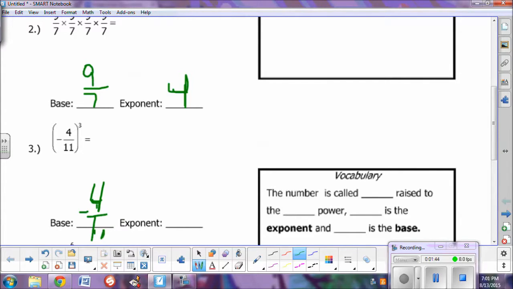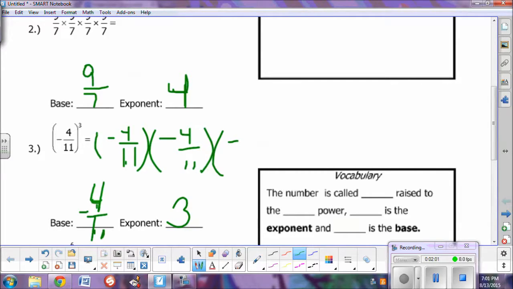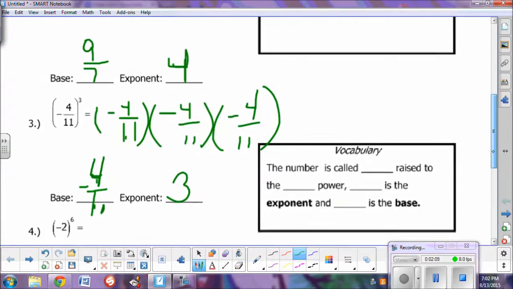And the exponent, how many times would we multiply that? We'd multiply it 3 times. So if I were to expand that out, I'd make sure that I would keep my parentheses there. So it's -4/11 times -4/11 times -4/11 a 3rd time. So as you can see, writing it in exponential notation is certainly a nice little shortcut.